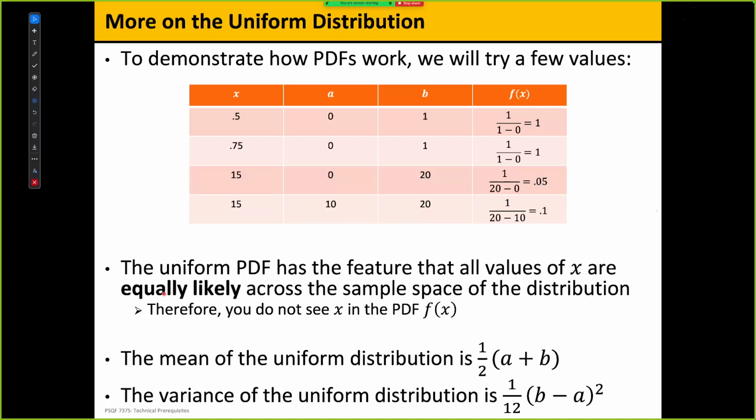Each one of these is likelihoods. So again, it's just underscoring the feature of a uniform distribution that all values in the sample space are equally likely.